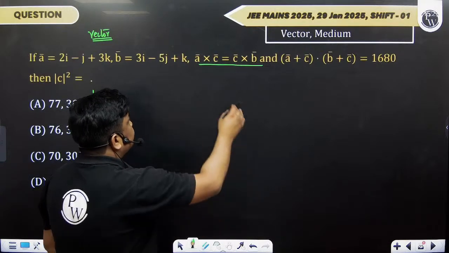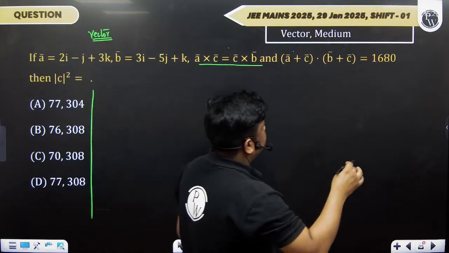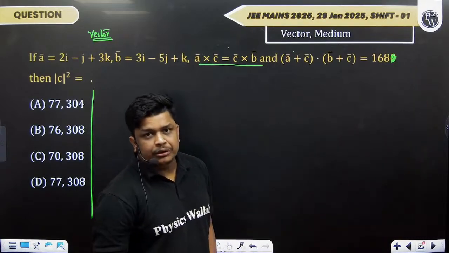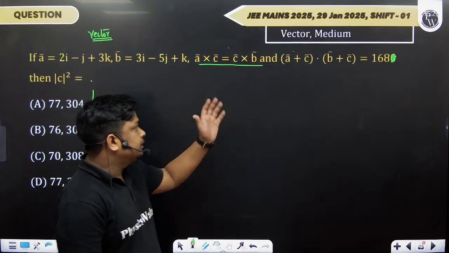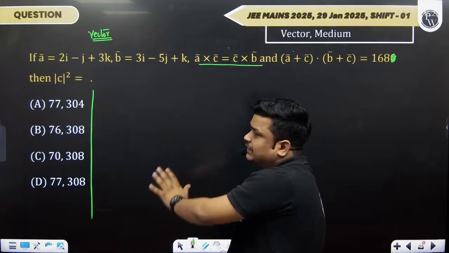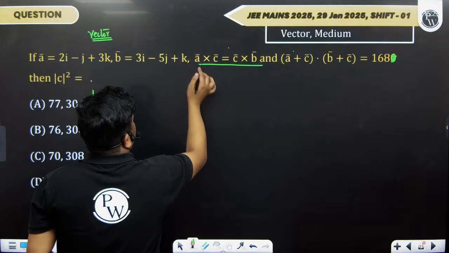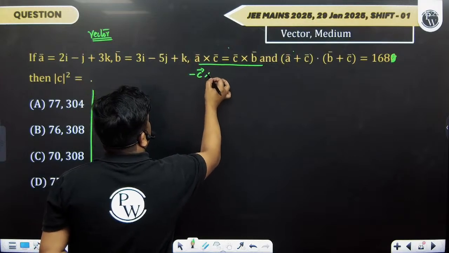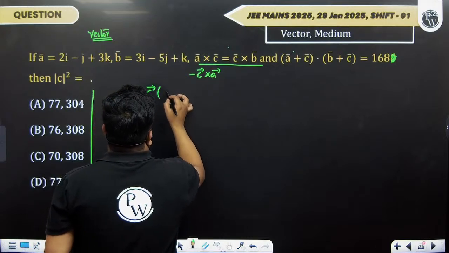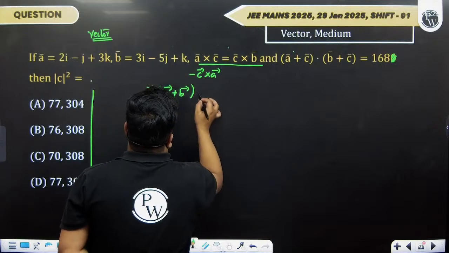So it's similar to a vector equation. Two simultaneous equations are given and there is a correction here. This was given as 168. As these papers are memory based, there might be some inaccuracies with the numbers, but you focus on the part of the concept that we are using here. So the first concept we are using from here, this I will write as minus c cross a. This will go to that side, this becomes a plus b cross c equal to 0.